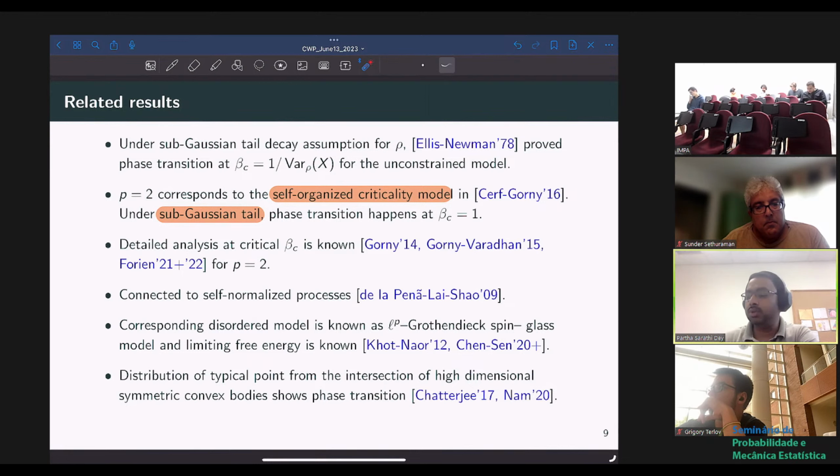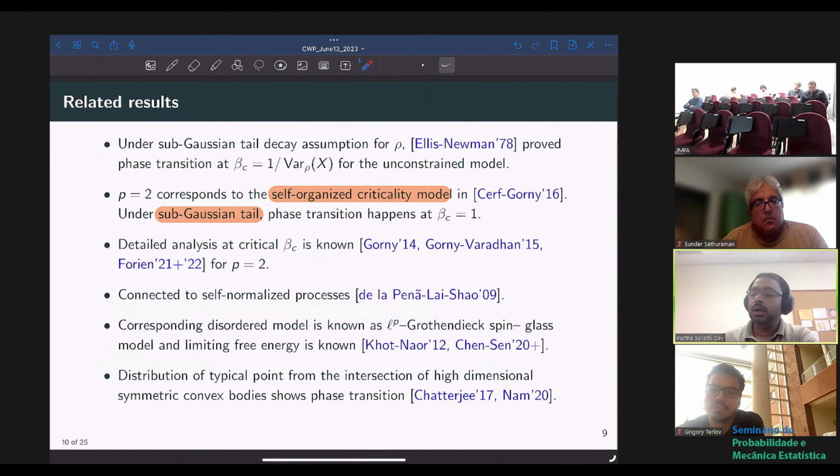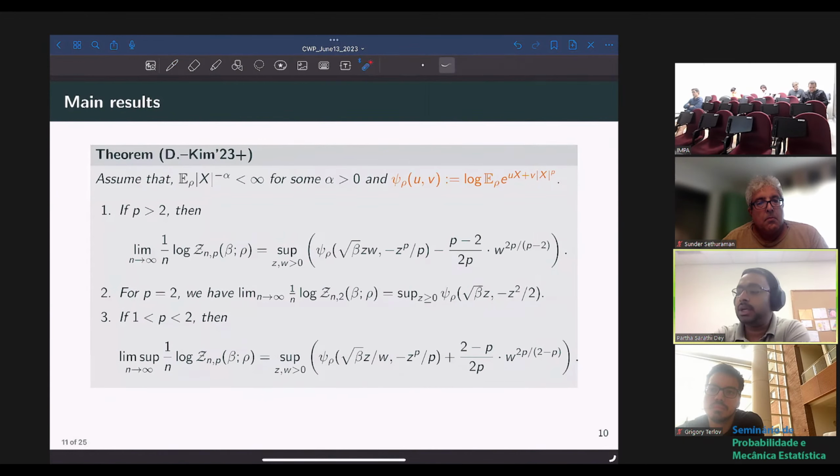Now, here we are just looking at the constant model on only one sphere, one L^p sphere, but one can also try to look at the similar model on intersection of multiple high dimensional bodies, but that's a future question. Okay, now, what is the main result?